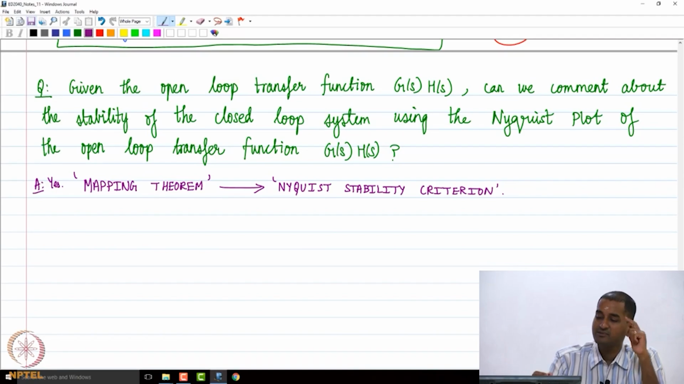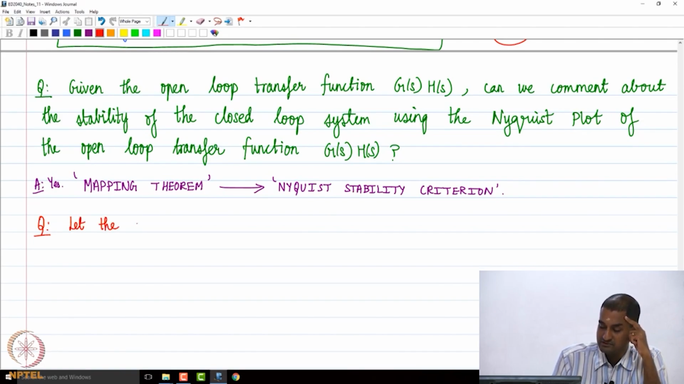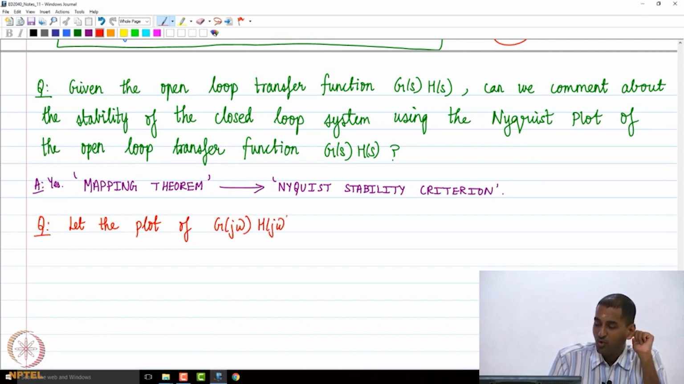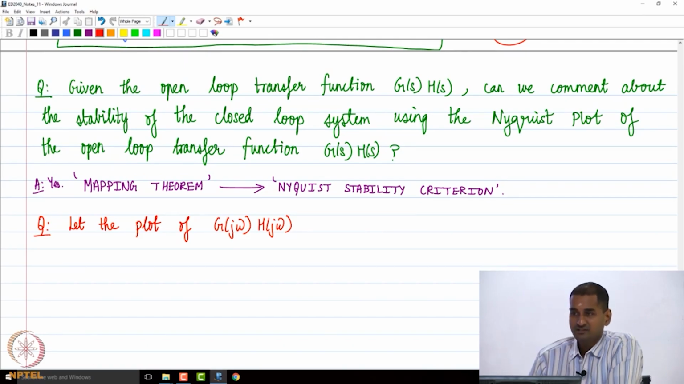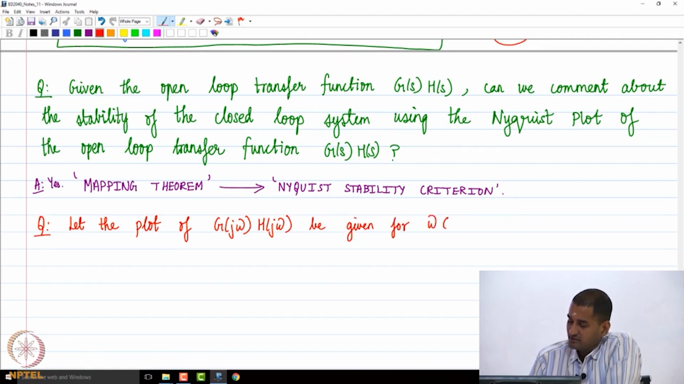But I am going to leave you with another question. Please think through it. Let the plot of G(j omega)H(j omega), that is the open loop sinusoidal transfer function, be given. You substitute s equals j omega in G(s)H(s) to get the open loop sinusoidal transfer function, and let this be given for omega belonging to 0 to infinity.